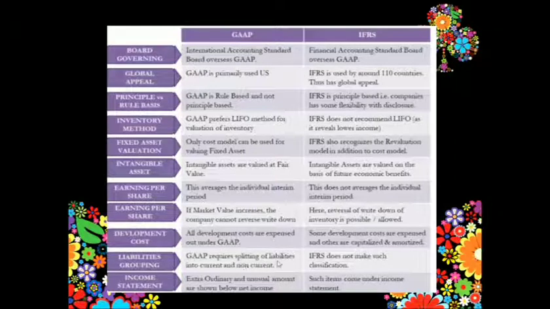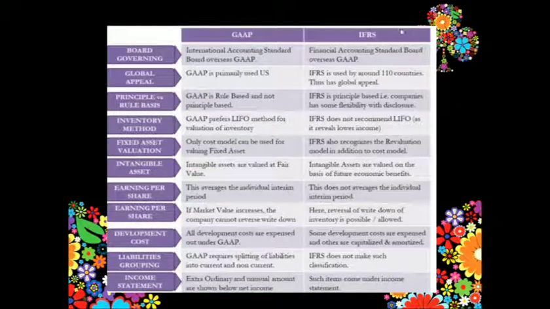GAAP requires splitting of liabilities into current and non-current. IFRS does not make such a classification. Okay, so when it comes to liabilities, the GAAP method divides them into current and non-current, while IFRS does not prescribe such a thing. Okay, extraordinary and unusual amounts are shown below net income. Such items come under the income statement.